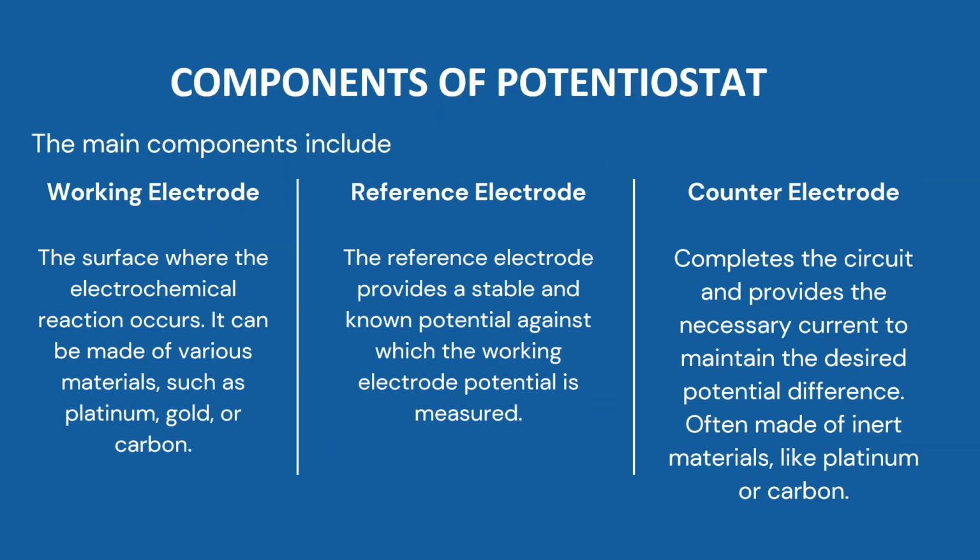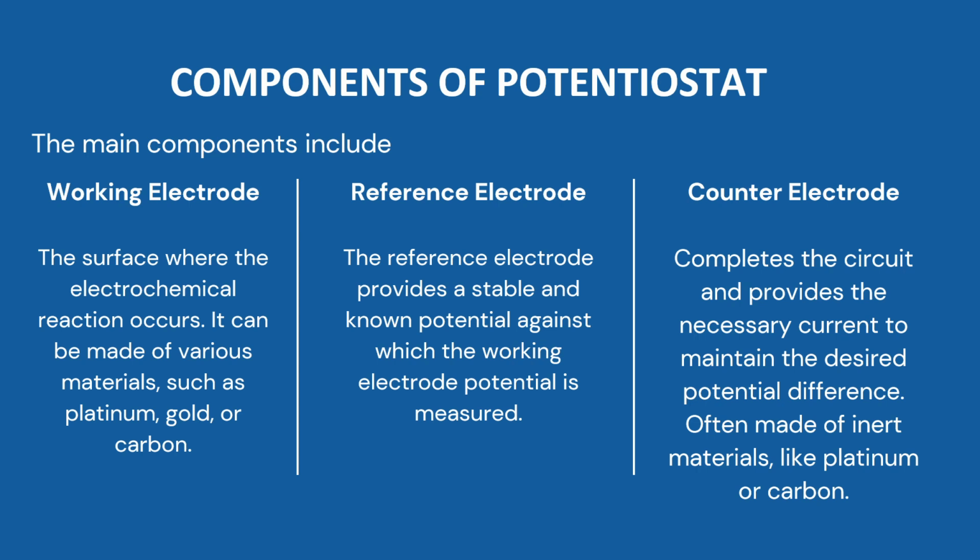Then coming to the components of a potentiostat. Actually, there are many components, but out of them the main ones include electrodes. In those electrodes also there are three types which we use. The first one is the working electrode, then comes the reference electrode, and at the last comes the counter electrode.